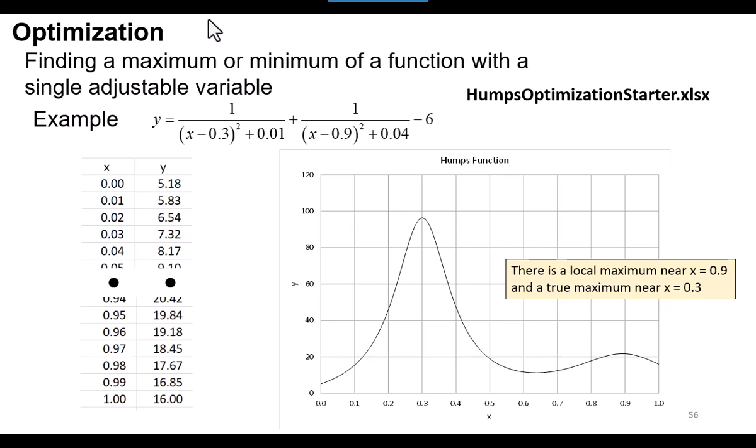And we have it set up to build a spreadsheet to produce the chart. What you can notice is that in the range 0 to 1, the function has two maxima, has one minimum here, and then actually the value at 0 is lower than this minimum. So let's take a look at this on the spreadsheet with the workbook that's called Humps Optimization Starter. So let's go over there now.